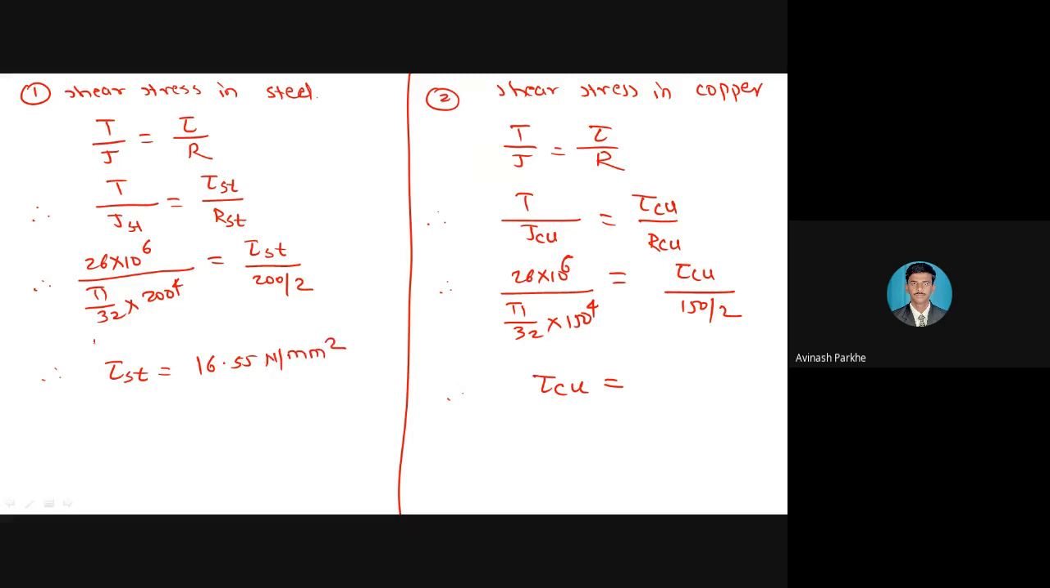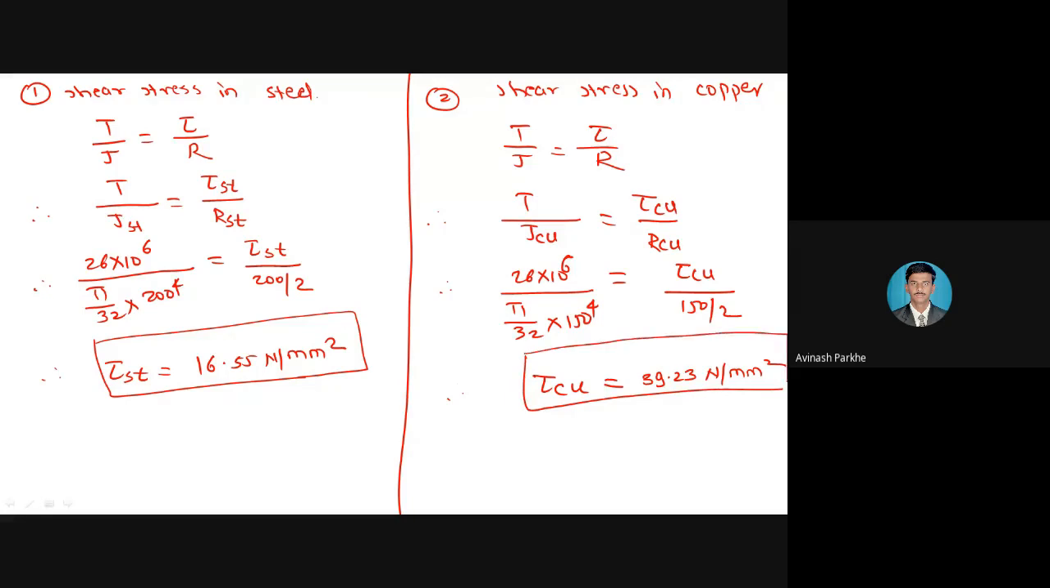This is the shear stress induced in the steel. And what is the shear stress induced in copper? Steel, 16.55, correct, Newton per mm square. And in the copper, 39.23, correct. 39.23 Newton per mm square.